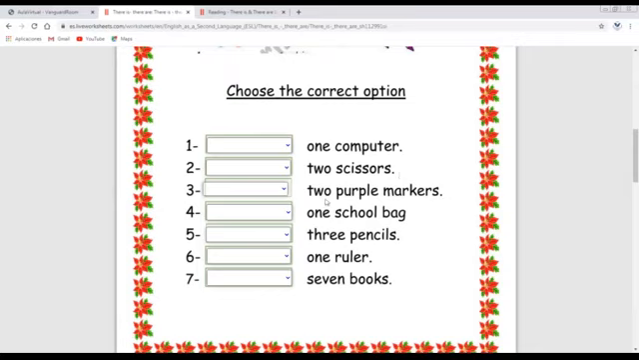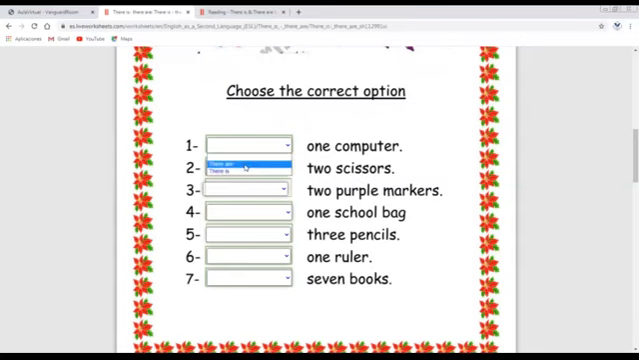Number 3, 2 purple markers. Number 4, 1 school bag. Number 5, 3 pencils. Number 6, 1 ruler. And number 7, 7 books. So now we have 2 options.